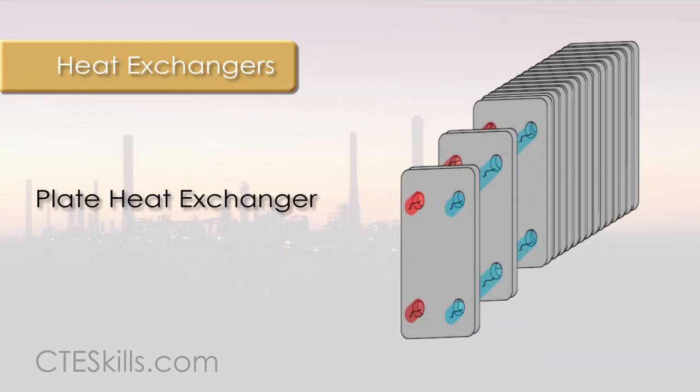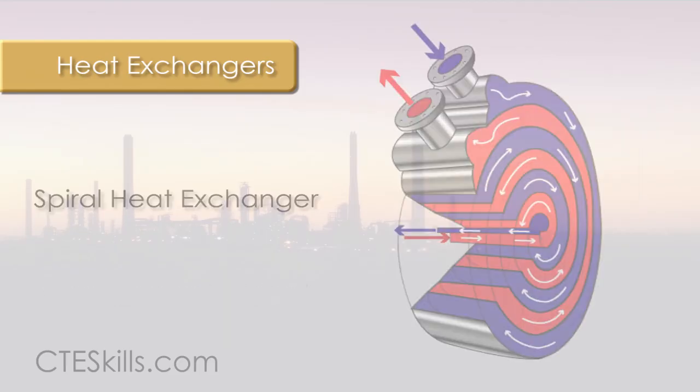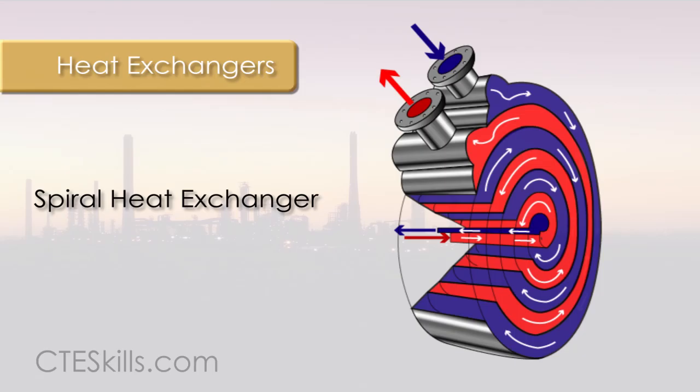A plate heat exchanger is composed of multiple, thin, slightly separated plates that have very large surface areas and fluid flow passages for heat transfer. This stacked plate arrangement can be more effective in a given space than the shell and tube heat exchanger. A spiral exchanger is created by forming two flat plates into spirals and placing one inside the other. This produces a counterflow path for the fluids to follow.